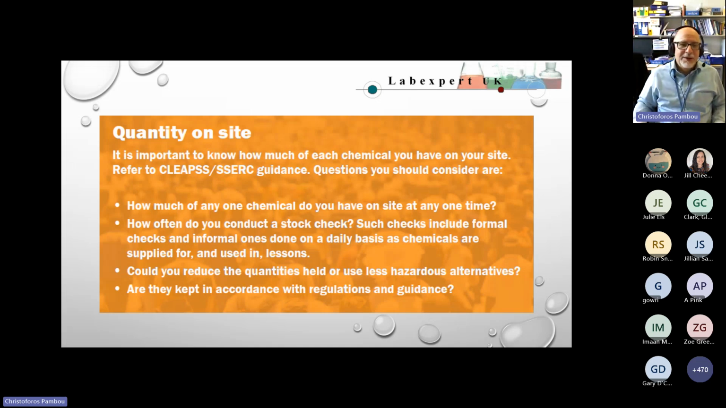Next slide, quantity on site. It's important to know how much of each chemical you have on your site. Refer to CLEAPSS guidance and what you should consider: how much of any one chemical do you have on site at any one time, and how often you conduct a stock check. Such checks include formal checks and informal ones done on a daily basis as chemicals are applied for and used in lessons. Could you reduce the quantities held or use less hazardous alternatives? It's what I just said, Gary. Try and keep everything to the minimum.